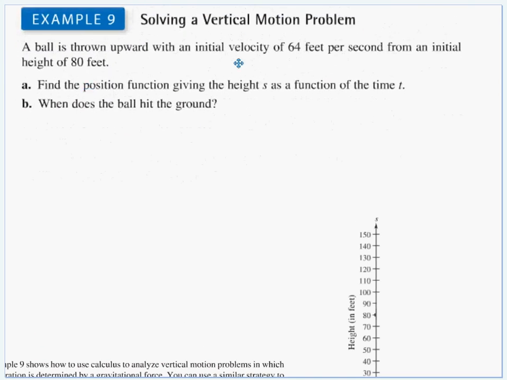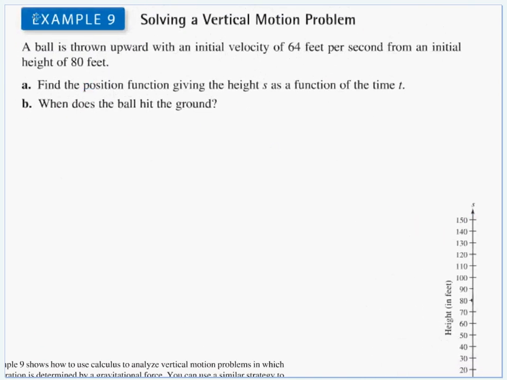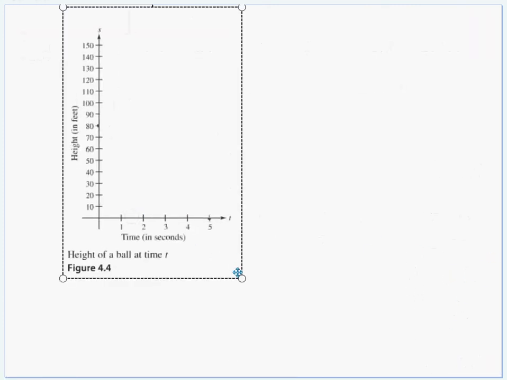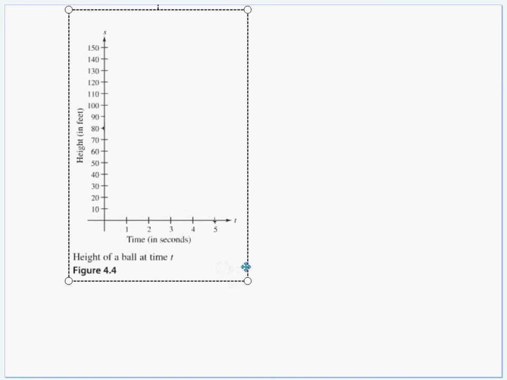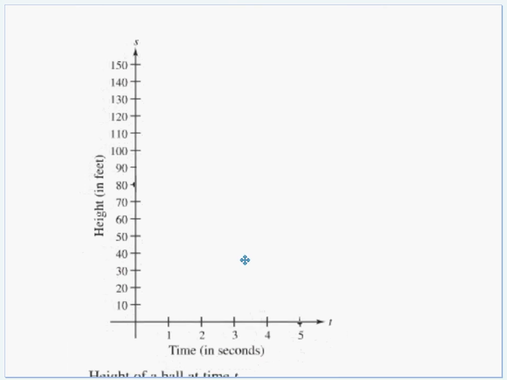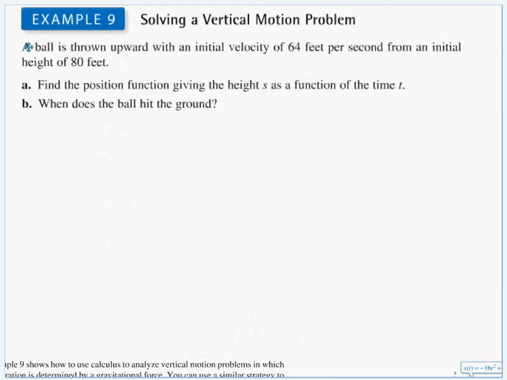So, solving a vertical motion problem, and I'm going to start a new slide here so I can put this on that. I don't want to have it too small when we're working on it. All right. A ball is thrown upward with an initial velocity of 64 feet from an initial height of 80 feet. Find the position function given the height s as a function of time t. When does the ball hit the ground?